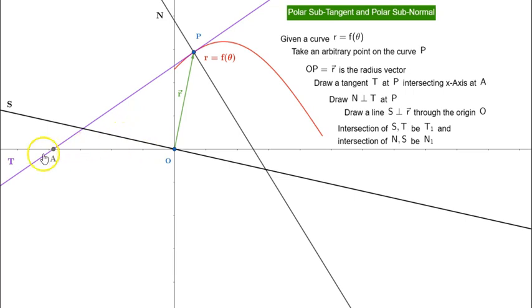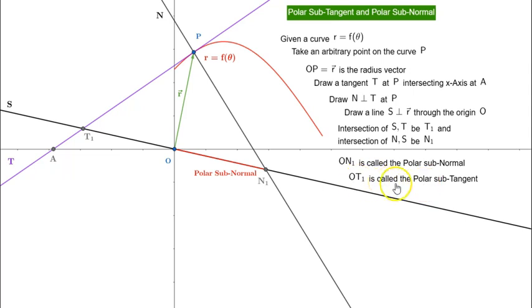The intersection of S and T be T1, and the intersection of N and S be N1. Now ON1 is called the polar subnormal, and OT1 is called the polar subtangent. Let's take it one by one.